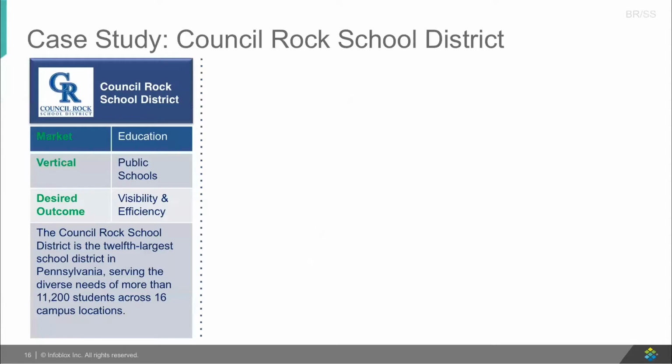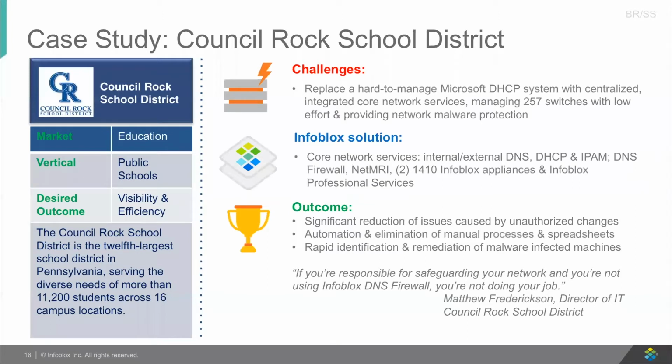So the first one is Council Rock School District. This, of course, is in the education market, public school vertical. They were really looking for visibility and efficiency. This is not a small school district. This is the 12th largest school district in Pennsylvania. They serve more than 11,000 students. They have 16 different campus locations. Steve, why don't you tell us a little bit about this particular customer opportunity?